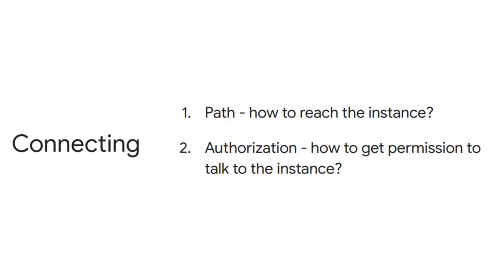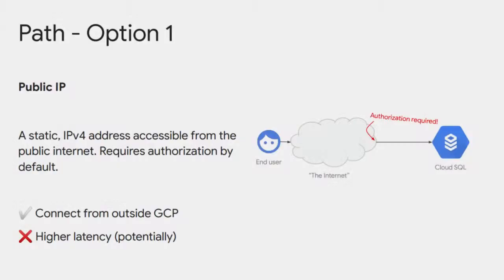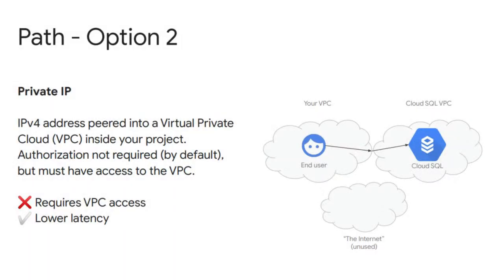So let's start. When selecting the path, we have two options. The public IP, which is a static IPv4 address accessible from the public internet and requires authorization by default, since we don't want anyone connecting from the internet to our Cloud SQL instance. Some of the benefits of the public IP is that you can connect from outside GCP, but you may have a higher latency.